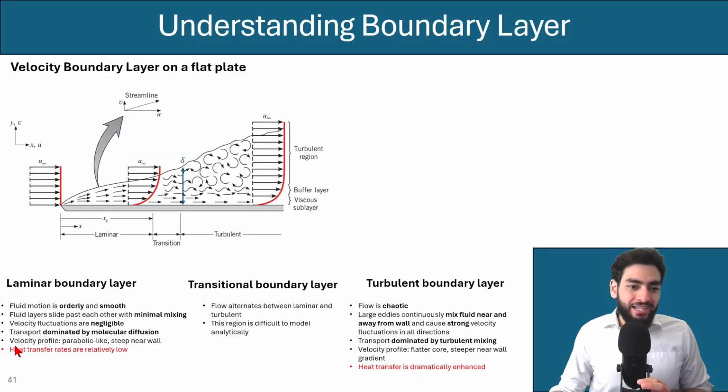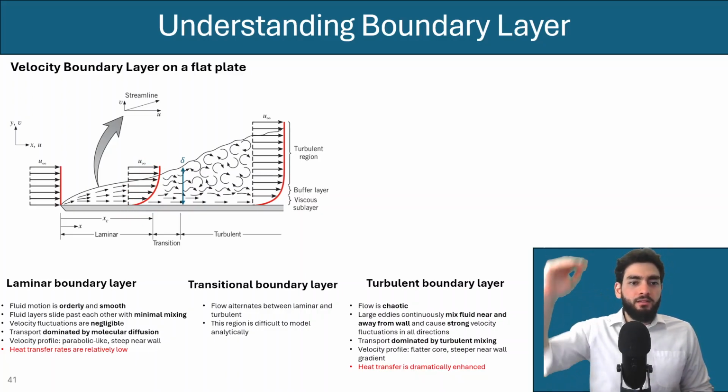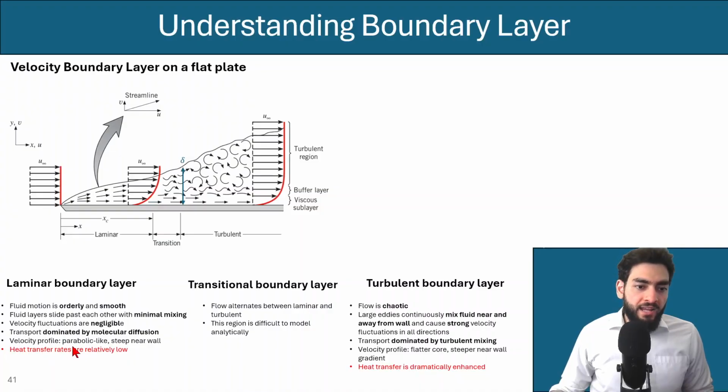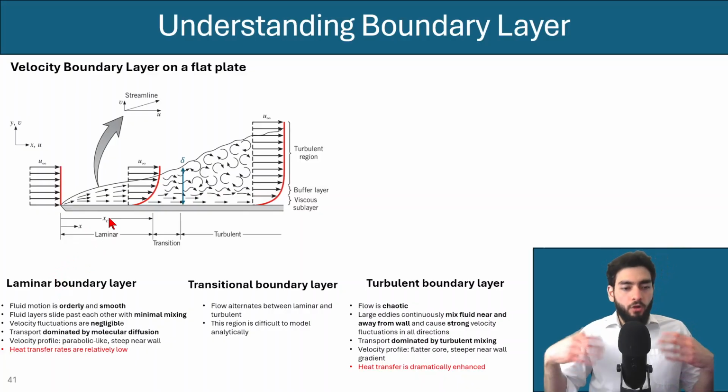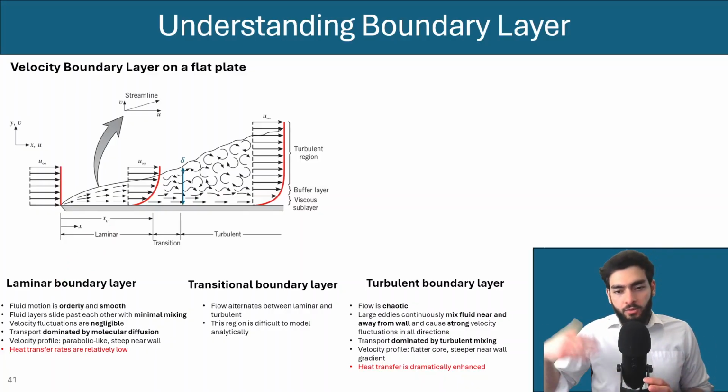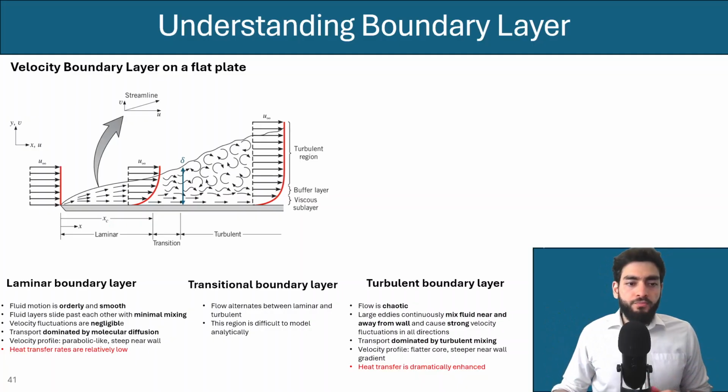Now, what we see here is the velocity profile. So this velocity profile that you could see over here, it's similar to the graph that I've showed you. You can see that there's a bigger velocity gradient in the y direction, and it could be described as parabolic-like and steep near the wall. Now, in this region, the heat transfer rates are also relatively low as compared to turbulent flow. And so these are the characteristics of laminar flow.